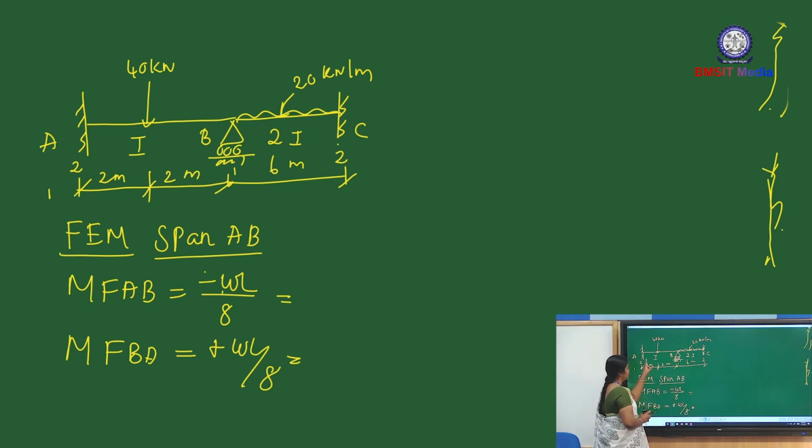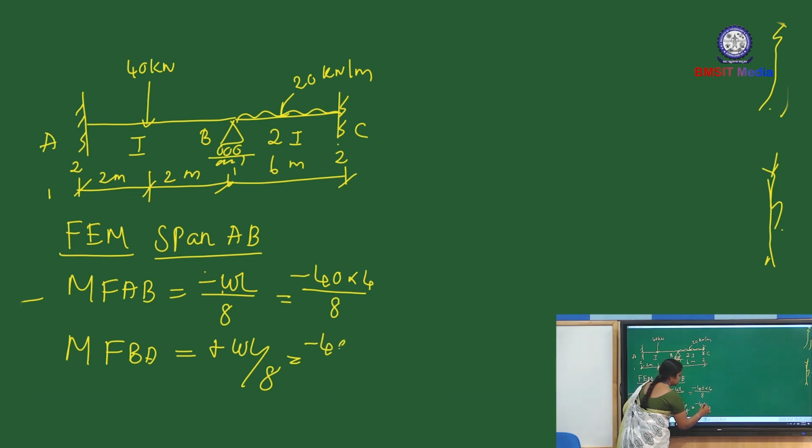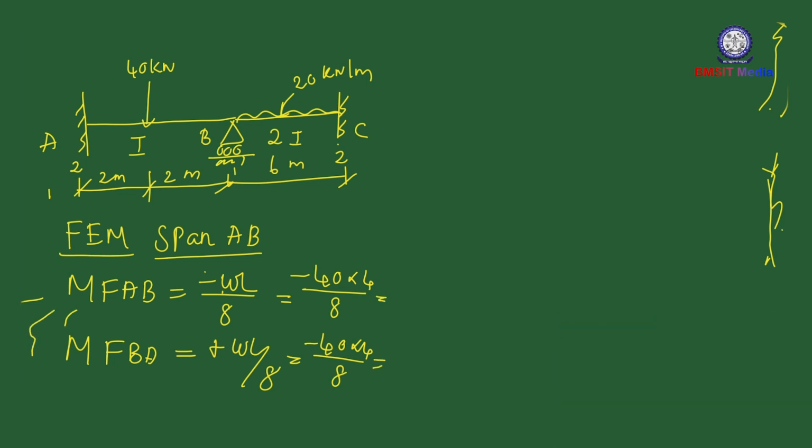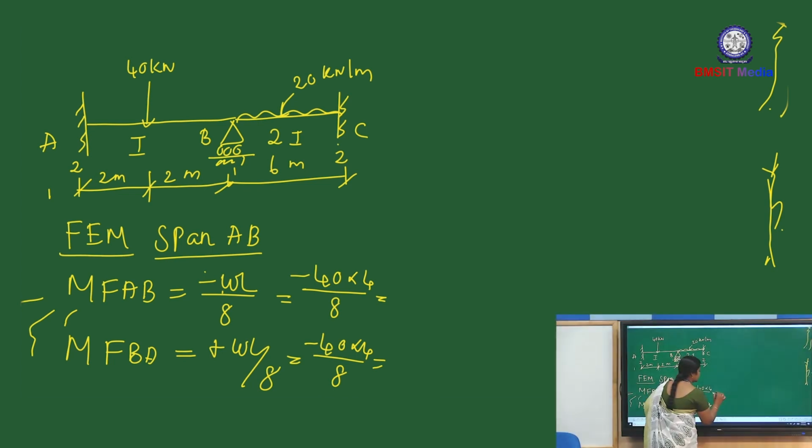Here W equals the intensity of the load, 40, so minus 40, and L equals the length of span AB, that is 4 meter, divided by 8. Similarly here also, W equals minus 40 into 4 divided by 8. So finally we calculate the answer for the fixed end moment: minus 20 kilonewton meter here. The unit of moment is kilonewton meter. And here plus 20 kilonewton meter.